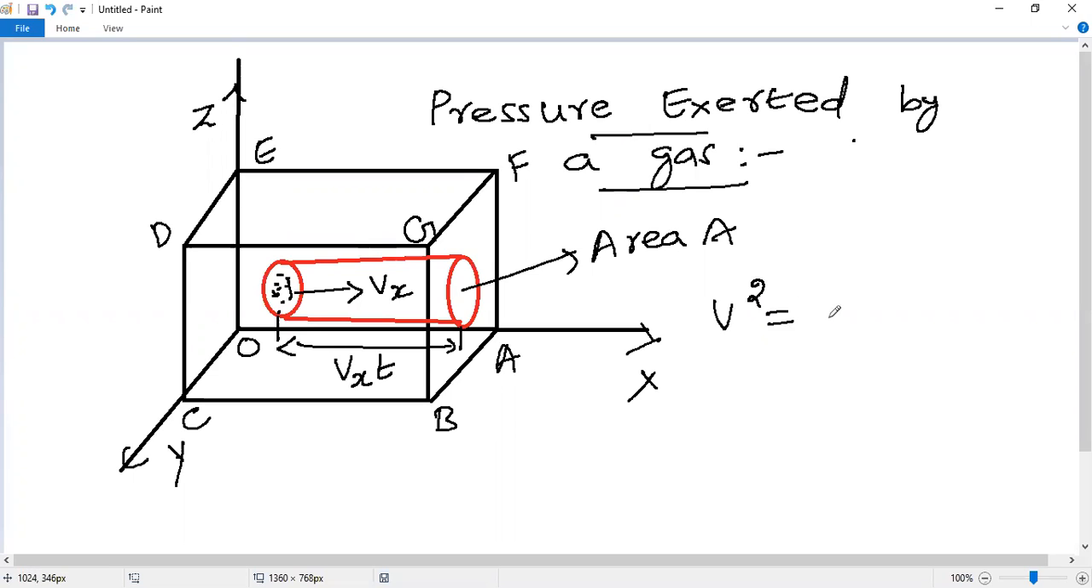V square equal to Vx square plus Vy square plus Vz square. This is equation number 1.